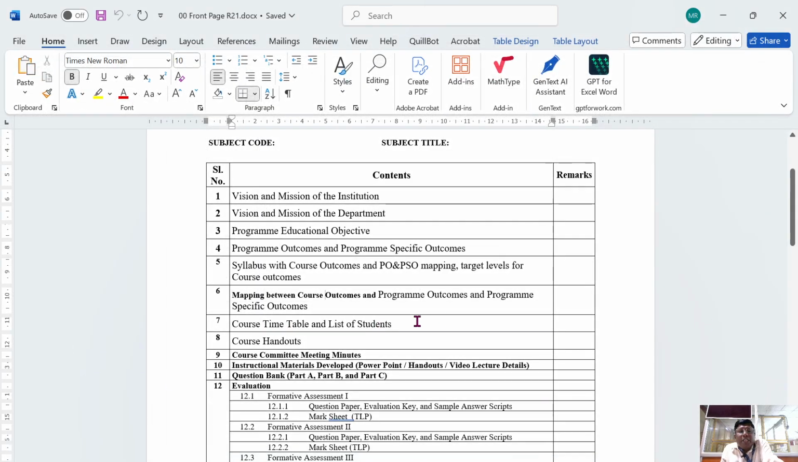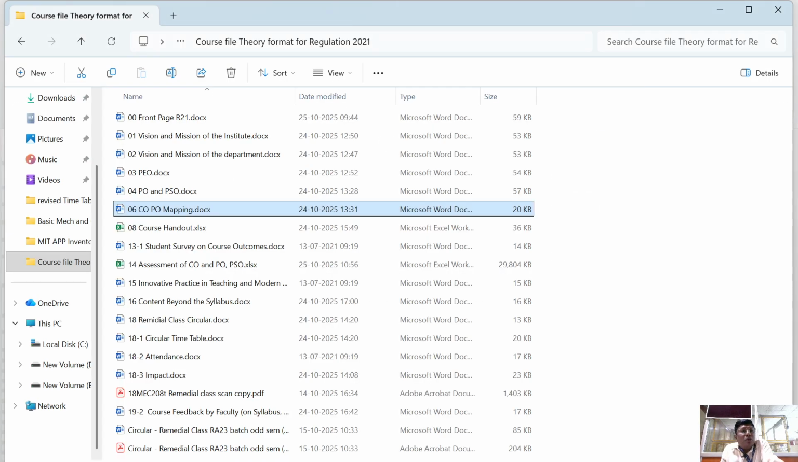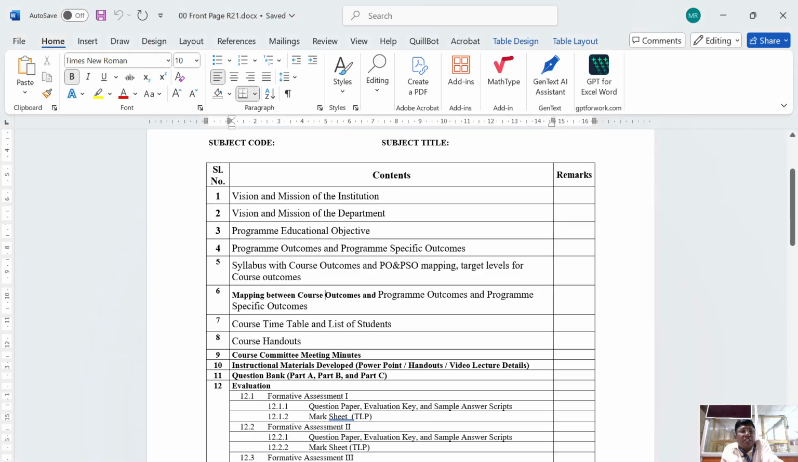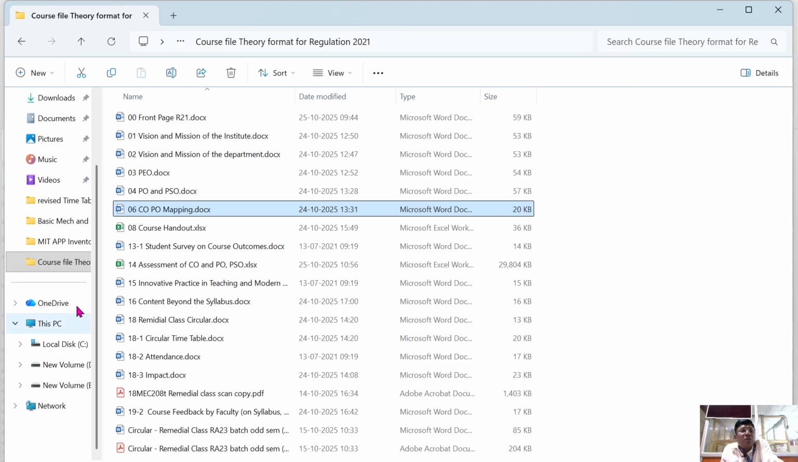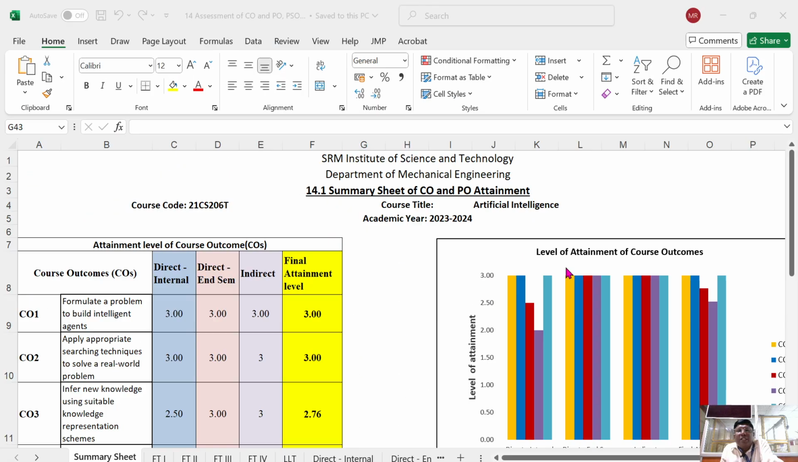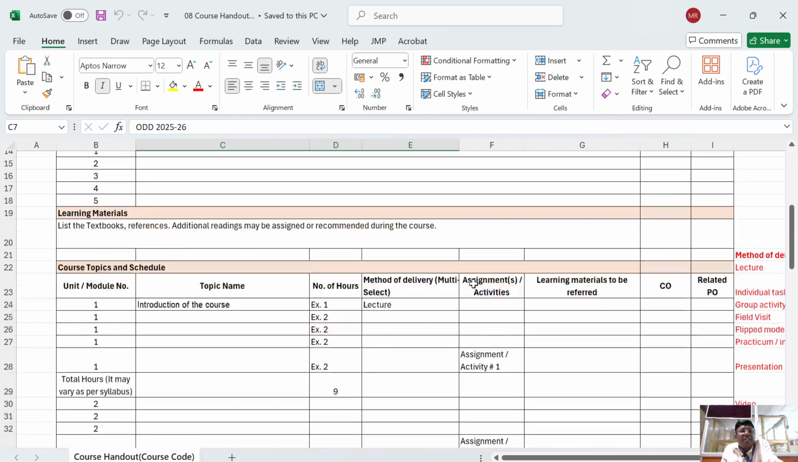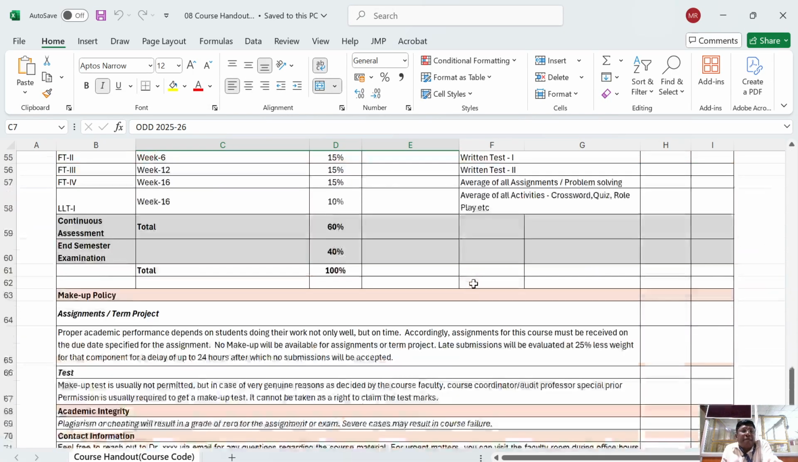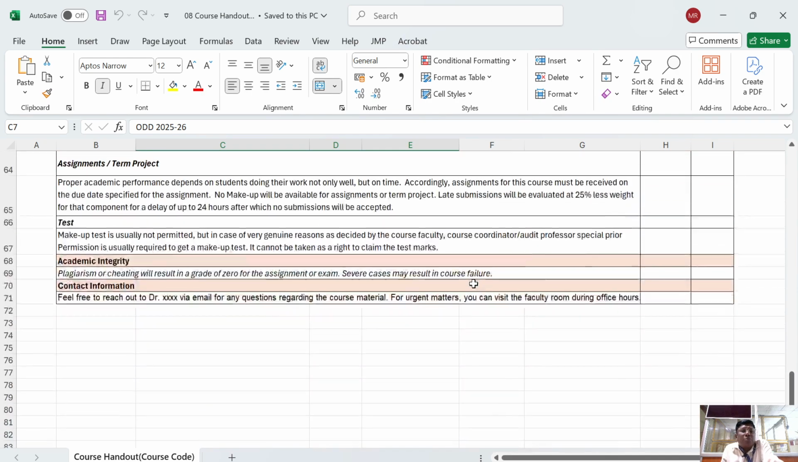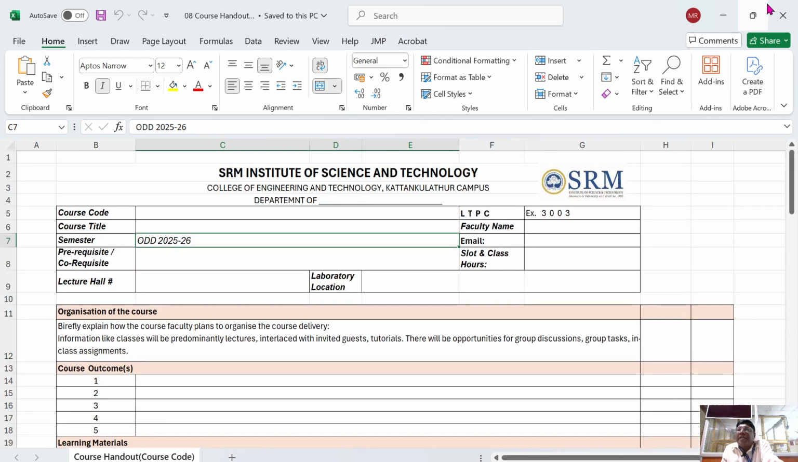and course timetable and other things. Whatever the course timetable for the particular course, we have to keep it here, and the course handout. For the particular subject, the model is given by the higher officials, that should be filled and kept here. This is the model which we got. The corresponding one has to be filled and kept here.